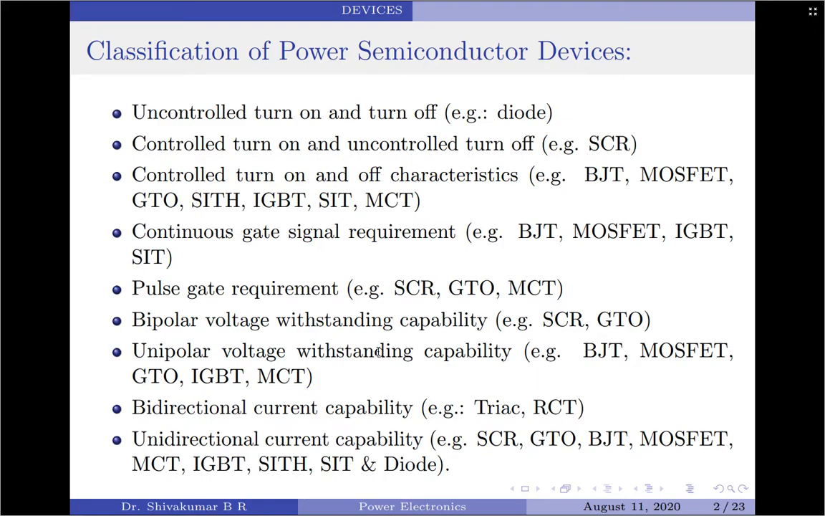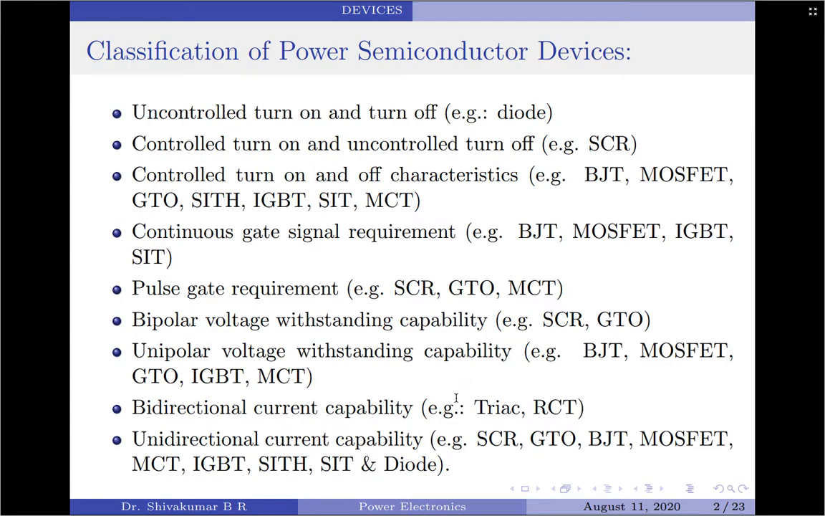And coming to the next category, we have the bidirectional current carrying capability devices. As the word itself makes clear, this means the device can carry currents in both directions. That is why the name bidirectional. An example for this would be triac and RCT. RCT is reverse conducting thyristor.